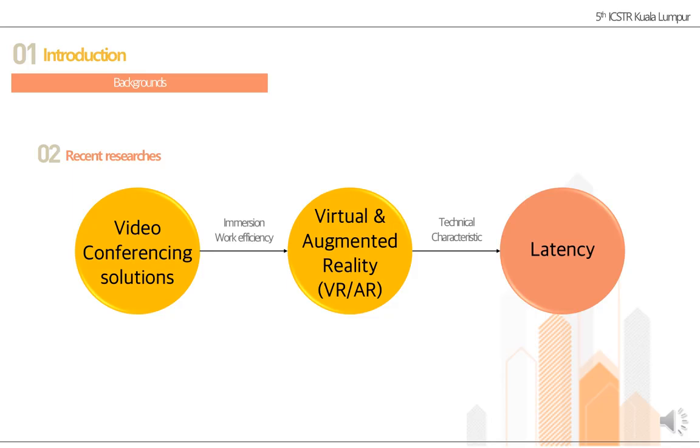The second point is recent research. The video conferencing system is user-friendly because it is a conventional system, but it has limitations in immersion and work efficiency. To overcome it, research to apply virtual reality or augmented reality to remote collaborative systems has recently been conducted. But if VR or AR is applied, latencies can become an issue because of the technical characteristics.